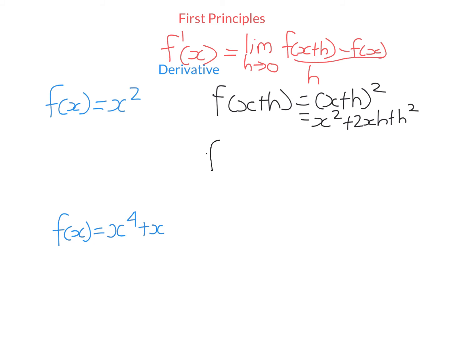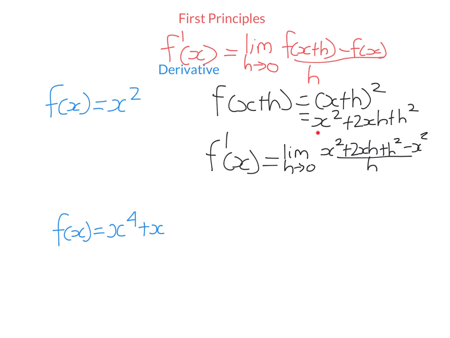To find the actual derivative, I'm now going to substitute in. It will be f(x plus h) minus f(x) over h, and then you take the limit. So we've got the limit as h approaches 0 of f(x plus h) minus f(x) over h. x squared minus x squared, they just cancel out. Now before taking the limit, I divide by h. I can't just substitute h equals 0 into here because I'd be dividing by 0. So 2xh divided by h is just 2x, and h squared divided by h is just h. Now I can substitute h equals 0 into this. That will just leave me with 2x.